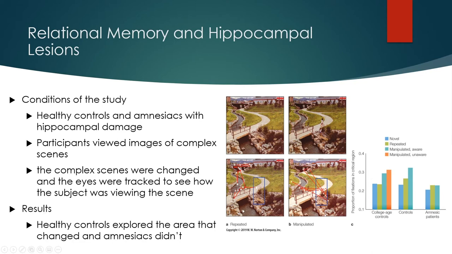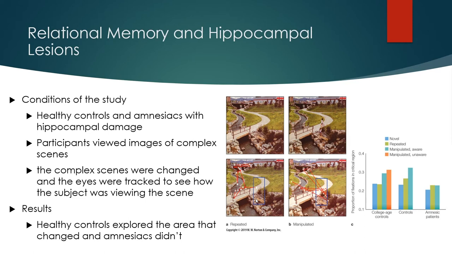But the amnesiacs, the people that had hippocampal or medial temporal lobe damage, did not search the area that had changed very heavily. It was this idea that they hadn't bound that information together. They hadn't bound the person or the object to the contextual scene information. And so they weren't able to really see what had changed, and they didn't search the area that had changed. So a really interesting demonstration of this, that's not using brain methods per se, but really getting at some powerful stuff.